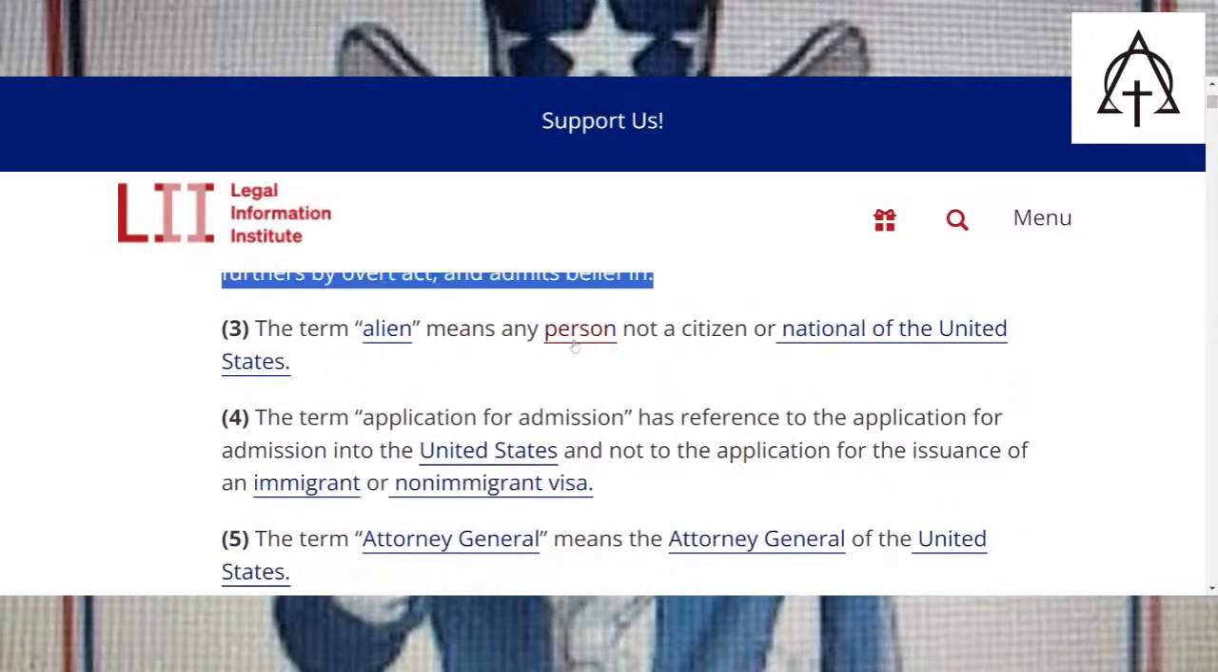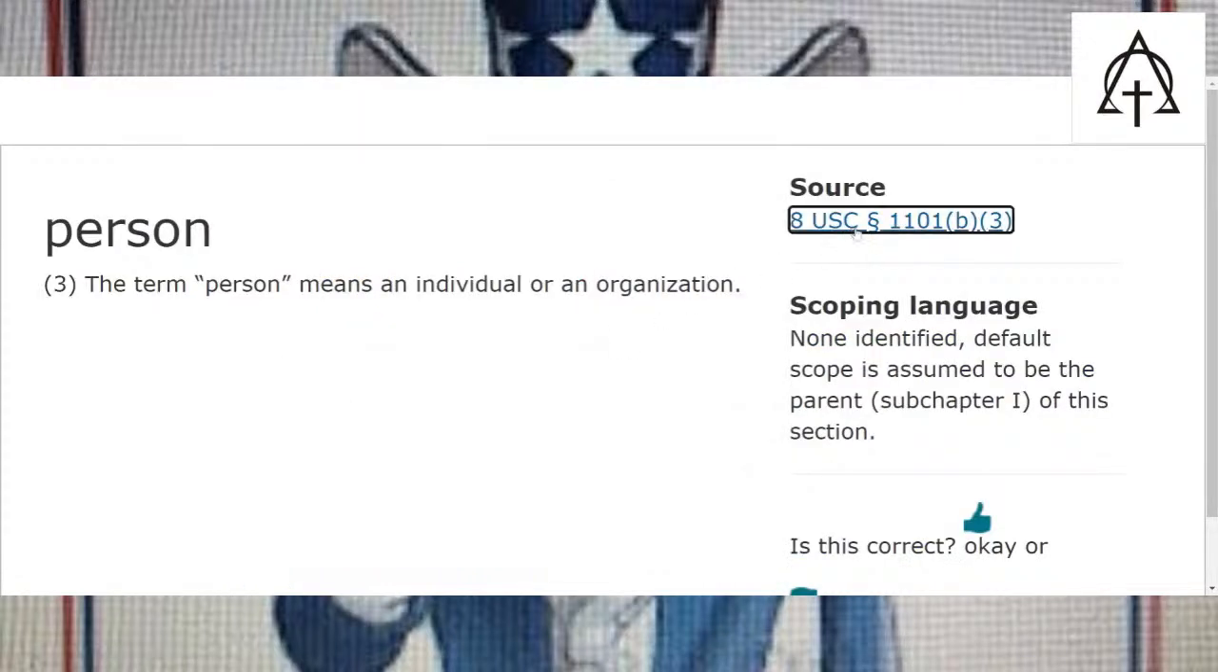The term alien means any person not a citizen or national of the United States. So it's still a person. Blue line highlighted. Click on it. It takes us to 8 U.S.C. 1101, the same thing. The term person means an individual or an organization. The term individual is at 1 in 5 U.S.C. 552a, records maintained on individuals.